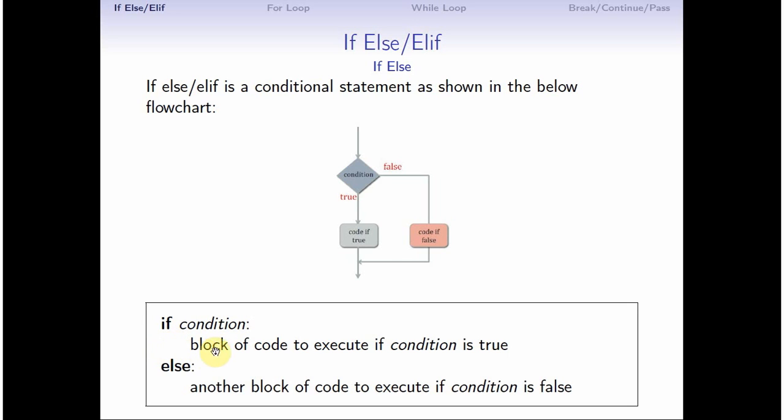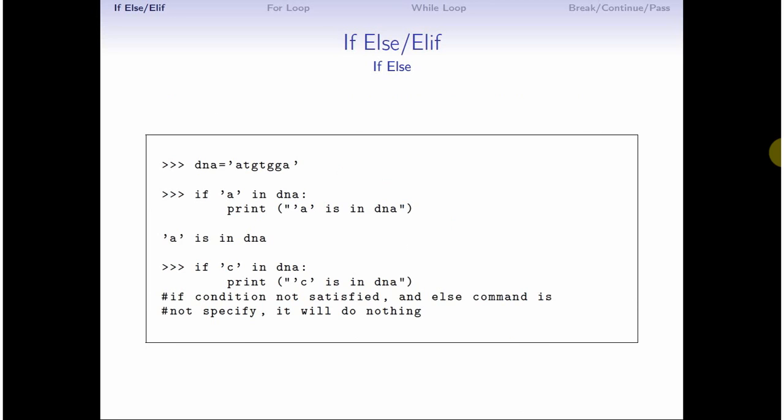So a block of code to execute if the condition is true, else another block of code if the condition is false. We're going to look at an example. The idea is not that hard, but next time when you do conditional stuff on DNA sequences, it will be harder. It's okay. Tutorial questions will go through a few examples. They will help us.